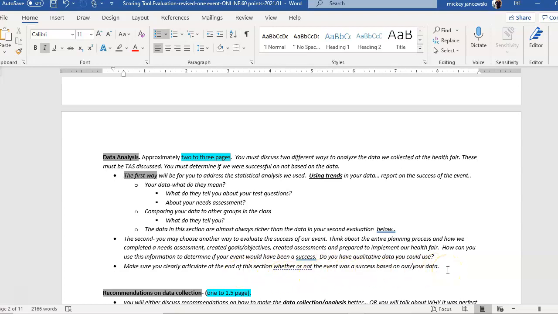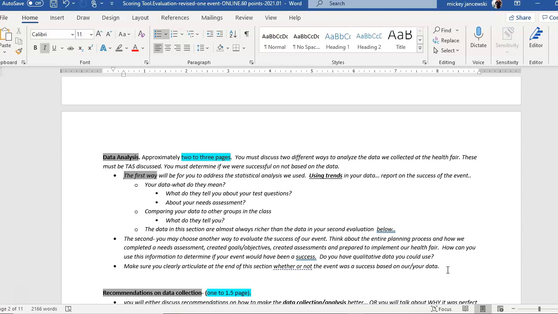So I want to be very clear about your data. Your grade on this section is not based on how great your data says your program was. Your data could say you all were awesome, and you could fail this section of the paper. Or your data could say that your presentation was horrible, and you could get all the points in this section of the paper. This is scored by your ability to analyze what the data say.